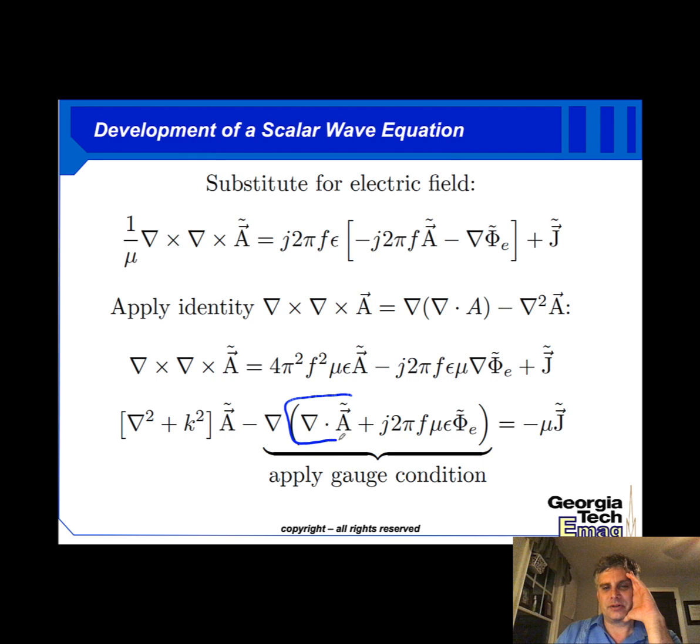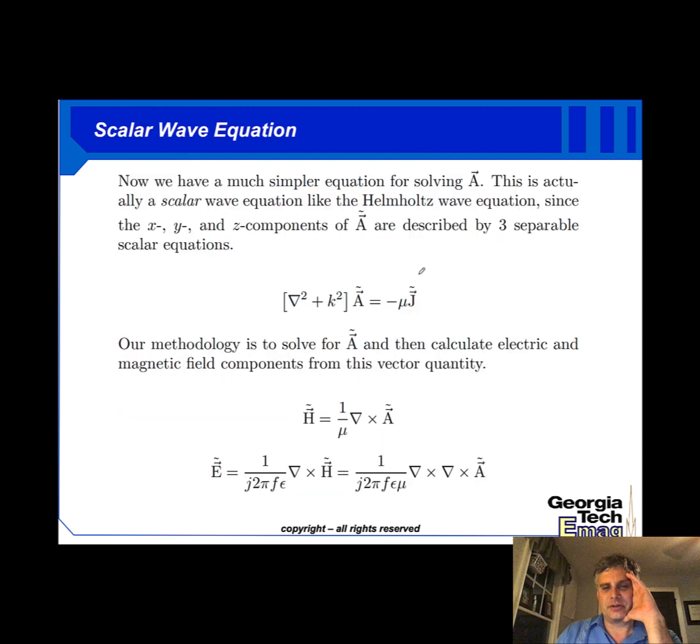If we say the divergence of A is equal to minus all these constants times the scalar electric potential, that means this entire complicated term goes to zero. And what we're left with is a beautiful scalar wave equation, not with respect to electric field or magnetic field, but with respect to our vector magnetic potential.